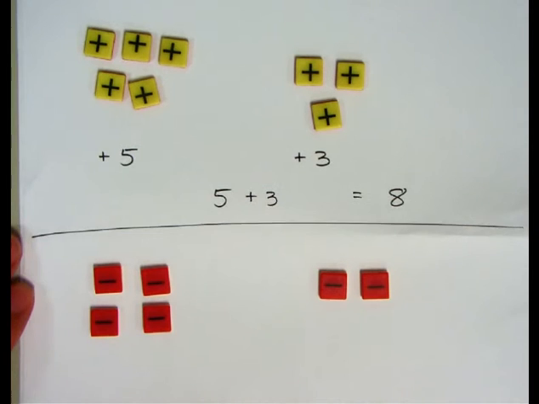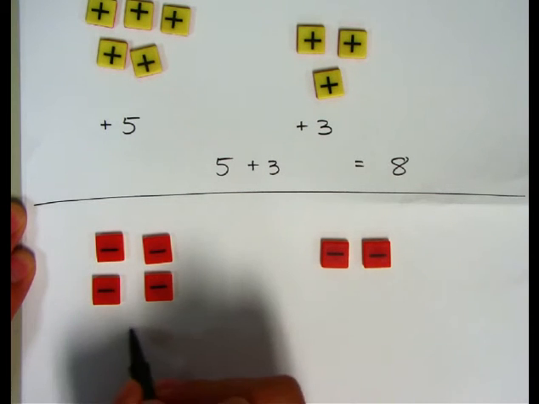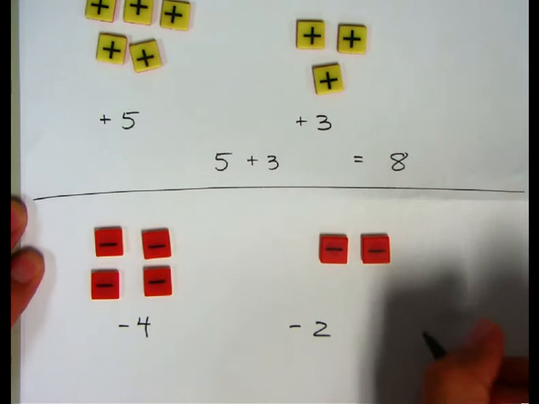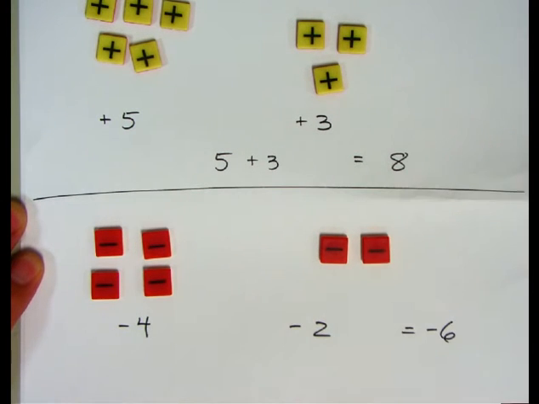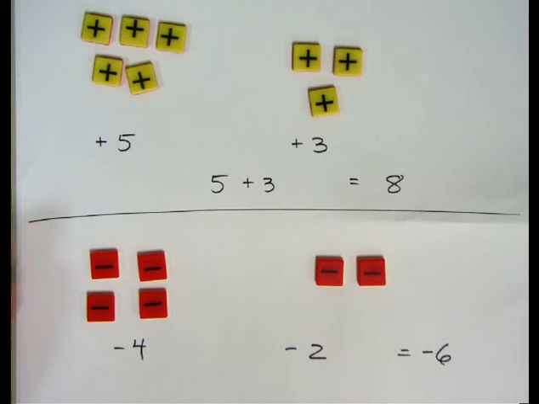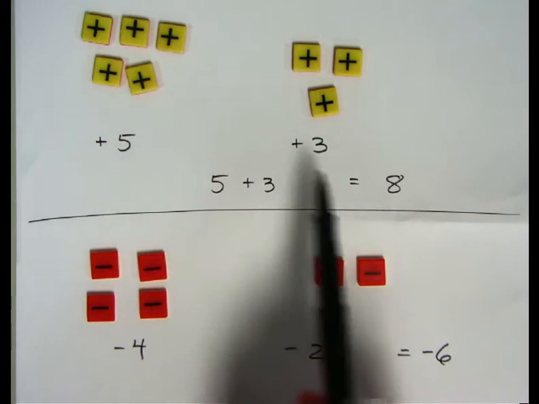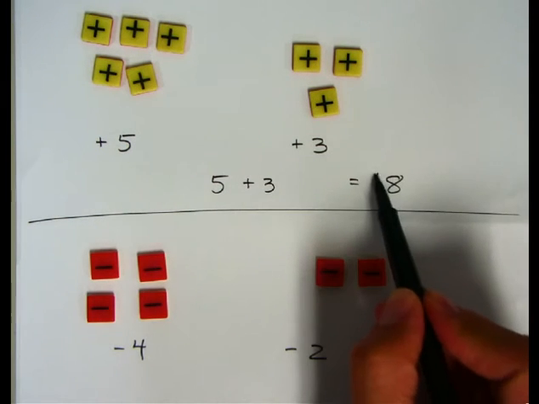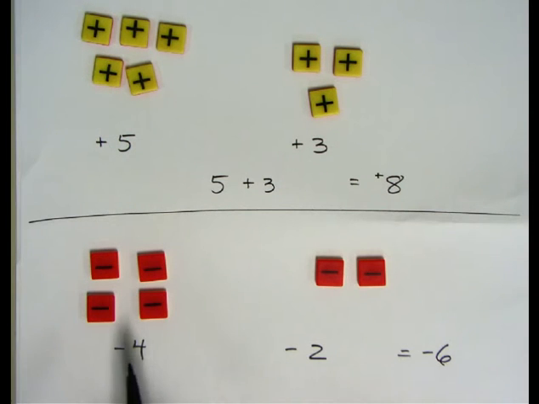In my second example, I've got 4 negatives, so negative 4, and I have another 2 negatives, negative 2. So together I have negative 6. In both examples, if you notice, both were positives to begin with. In the first example, your answer came out to be positive. In the second example, both were negatives to begin with, and your answer also came out to be negative.